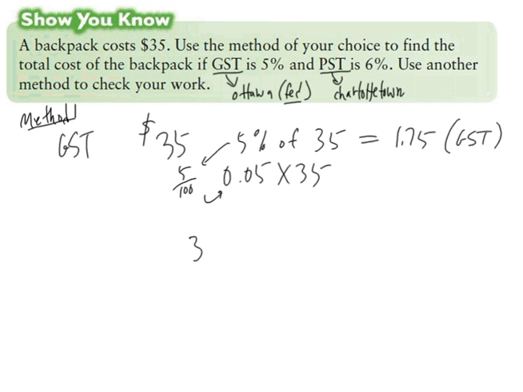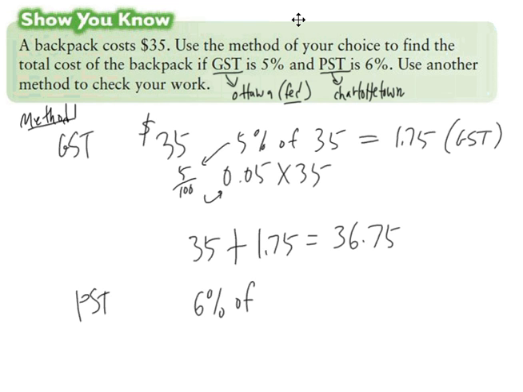So the cost of the backpack plus the GST will now make that backpack cost me $36.75, but we're not done. Now what we have to do is take our PST, and Charlottetown's going to take, well, this is not Charlottetown's tax rate, but whatever province this is, it's going to be 6% of the new price, not the $35 anymore. The backpack now costs $36.75. So PST is calculated with GST included. So again, 6% is 6 hundredths times $36.75.